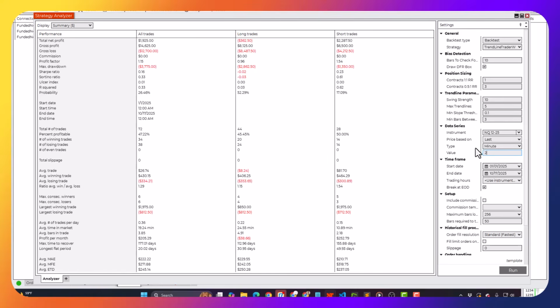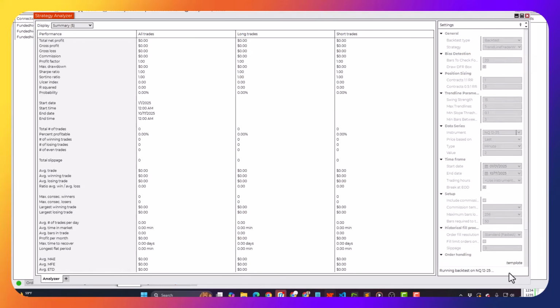I think it's best on the 2-minute time frame. Swing strength, let's do 15 swing strength. I will do 20 for the bias detection. I'll go in another video to explain this one. Instrument trading hours. Okay, I think we skipped that. We got NQ. We can include commissions or not. And let's run it. So there's all year.